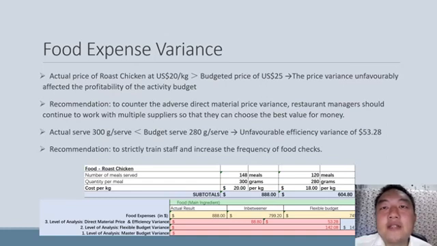The price difference adversely affected the profitability of the activity budget, as the actual price of roast chicken at $30 per kilogram was $5 higher than the budgeted price of $25. This could be due to increased farm costs from higher labor prices, which forced the price up to counter the adverse direct material price variance. Restaurant managers should continue to work with multiple suppliers so that they can choose the best value for money.